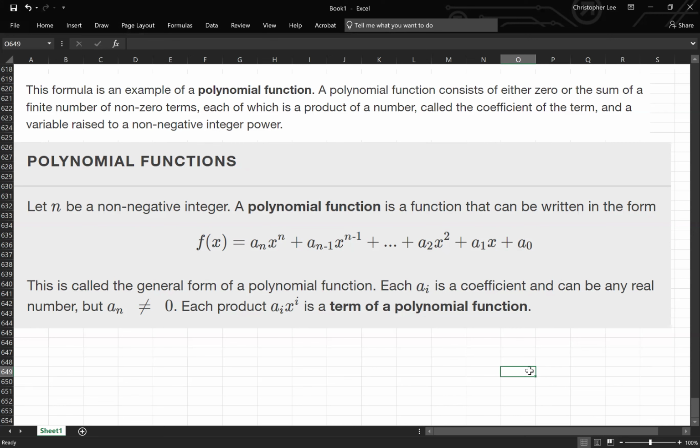Each a sub i is a coefficient. It can be any real number. If a sub n does not equal 0, each product a sub i x to the i is a term of the polynomial function. As long as you can expand it like this, you're good.